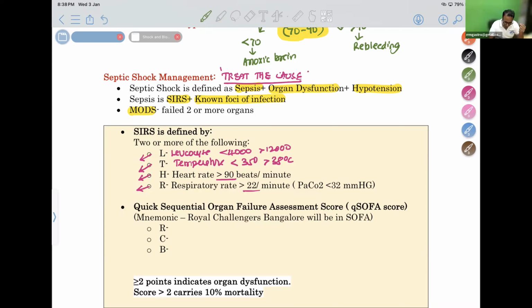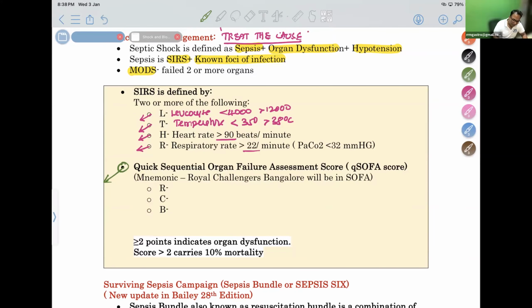To make a simplified scoring for septic shock, they made the quick SOFA score. Quick sequential organ failure assessment score with only 3 values, RCB. So remember, Royal Challengers Bangalore will be in SOFA. Remember like that, okay? So respiratory rate more than 20 per minute. Confused, GCS, Glasgow Coma Scale less than 14. And systolic BP less than 100. So these are the points for RCB. Royal Challengers Bangalore. So it's a very simple score.